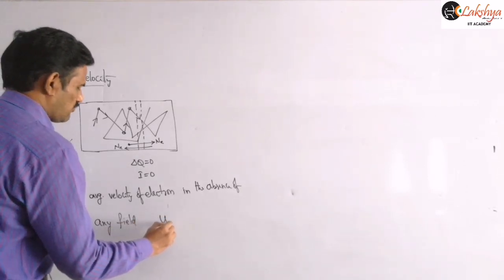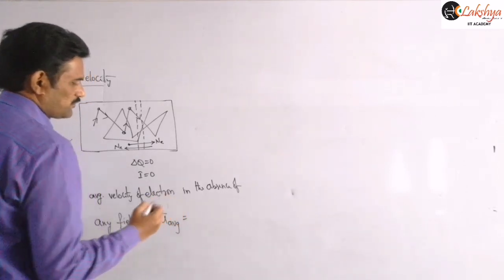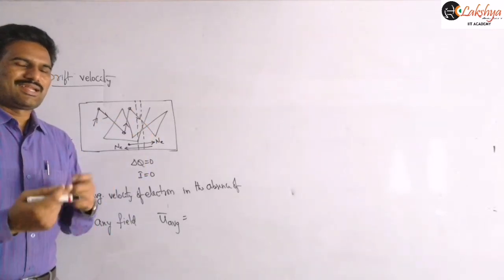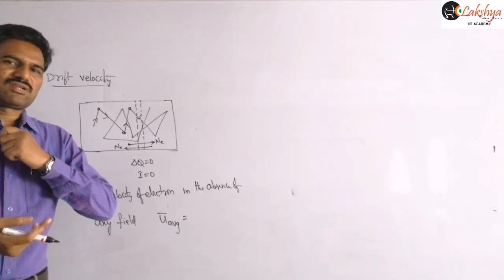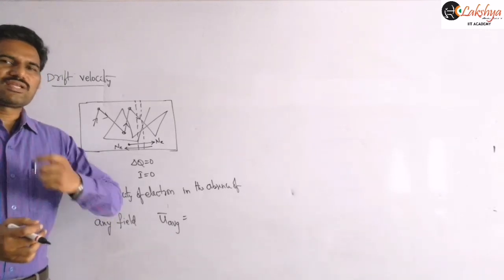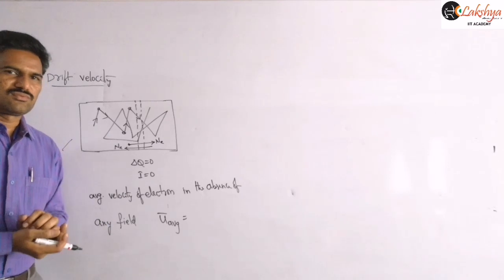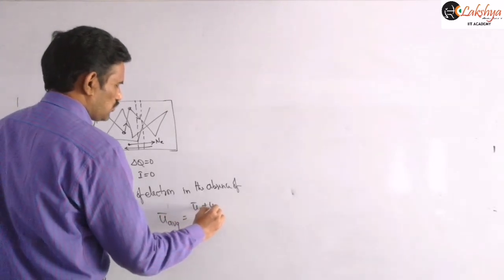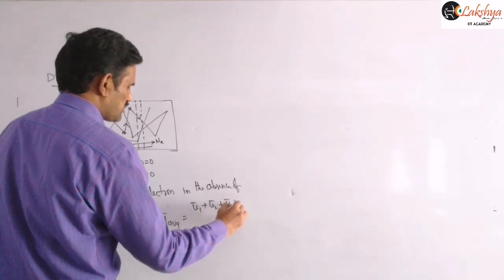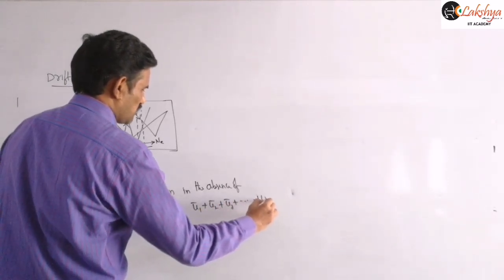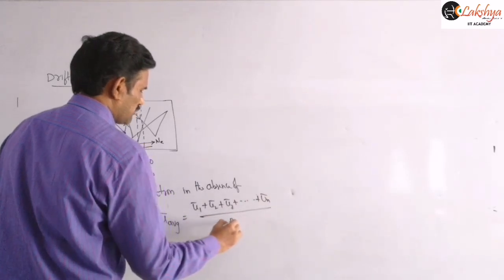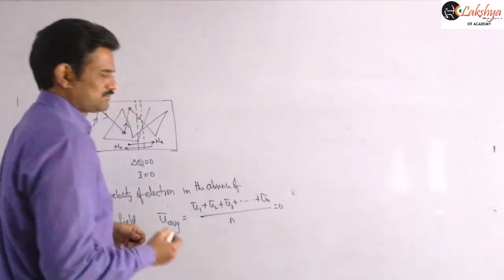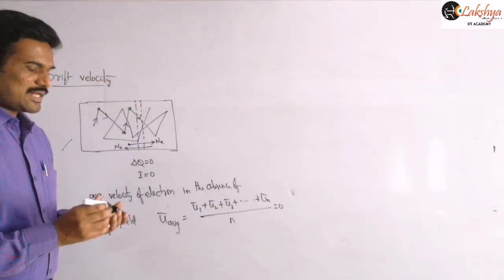So u average is equal to, let's suppose this is one electron, a lot of electrons will be there traveling randomly, and so the average velocity of all the electrons will be 0, right? So I take u1, u2, u3 as the velocities of those electrons, and so on up to un, divided by n. Now this value is equal to 0.